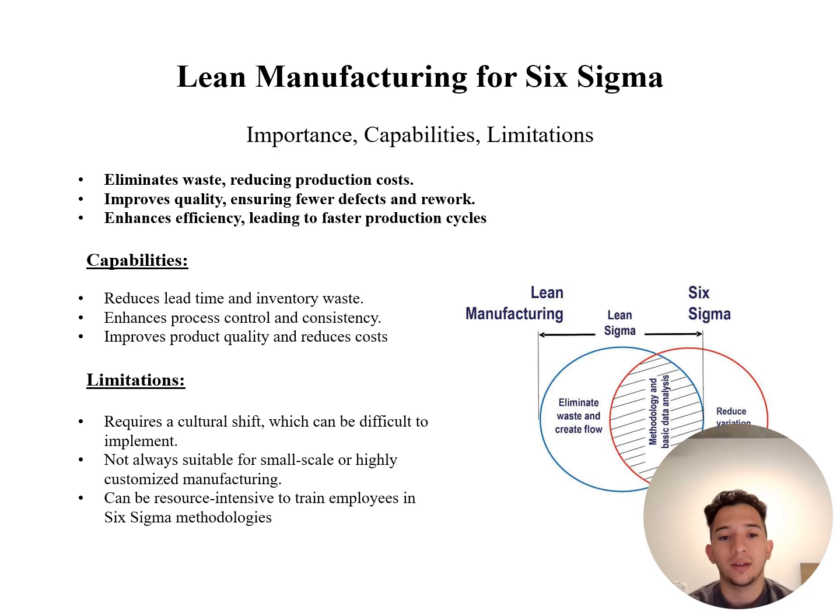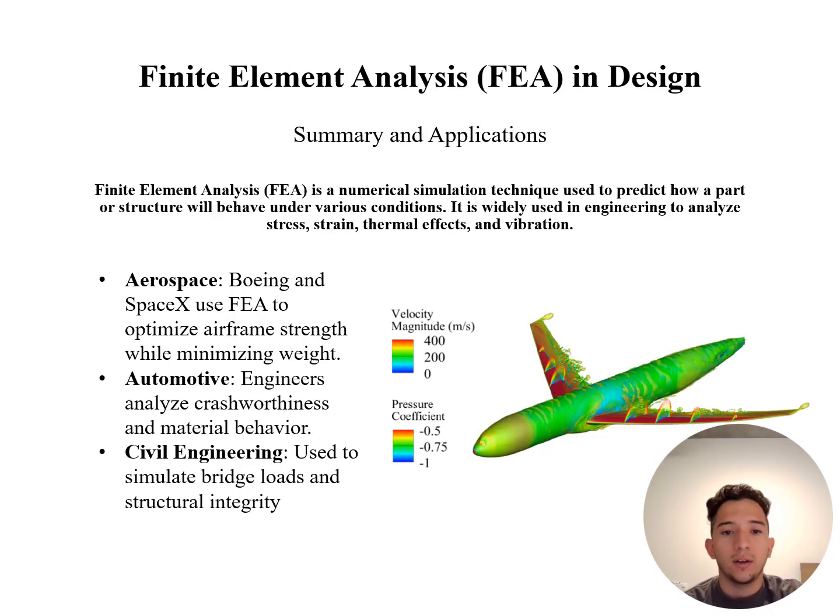So the limitations include a cultural shift, which can be difficult to implement because you have to basically install whole new processes in place to ensure that you're meeting these numbers. It's also not suitable for small scale or highly customized manufacturing because it would take way too long to adapt that to such a small scale. And then it can be resource intensive to train employees in Six Sigma methodologies. You have to pay for the course. They have to take like days or even weeks if they want to get all the way through the course, stuff like that.